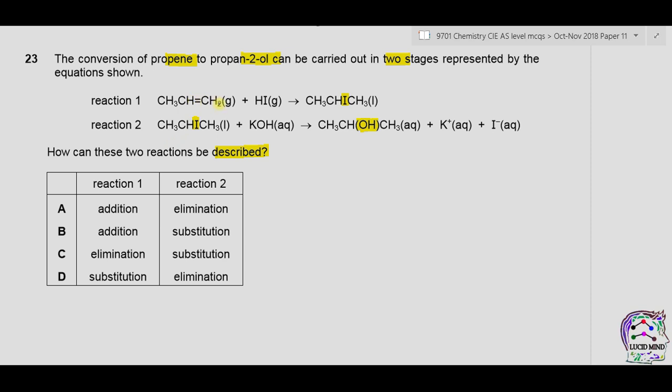Reaction 1. In reaction 1 we can see that alkene is adding hydrogen iodide across the double bond and the double bond is converted into a single bond. There is no other product that is formed, so therefore this is called an addition reaction. So it is addition of HI. In the second reaction we can see that OH from potassium hydroxide replaces the iodine atom and makes alcohol, while iodine is substituted, so therefore this is substitution. The answer is therefore B.